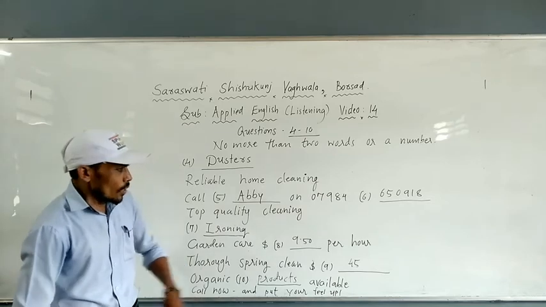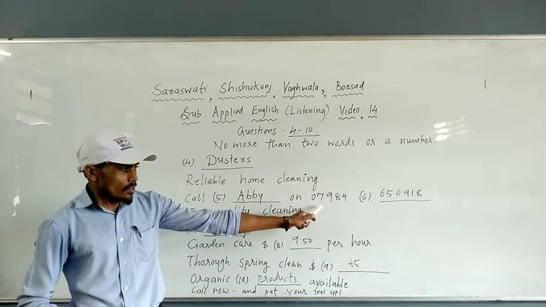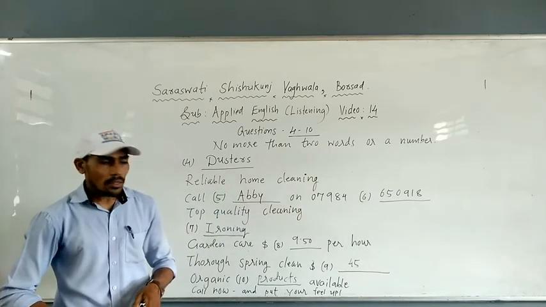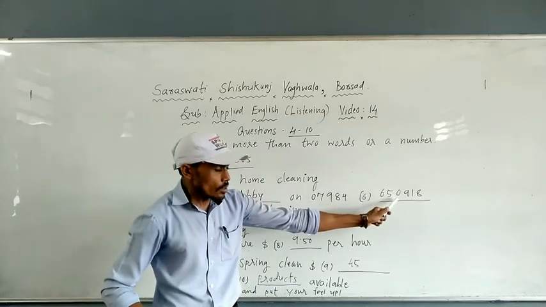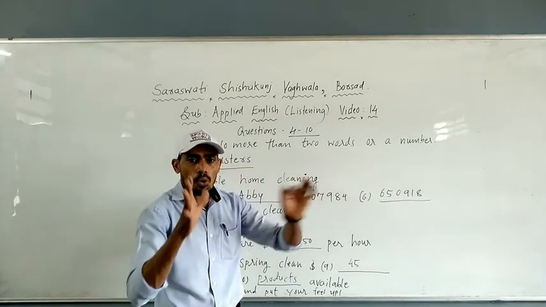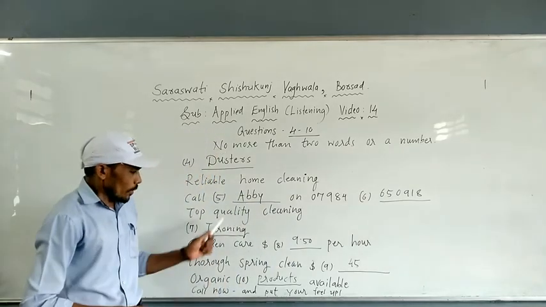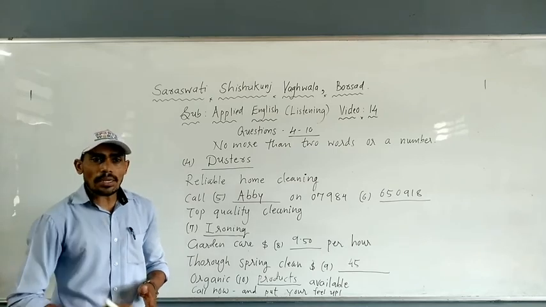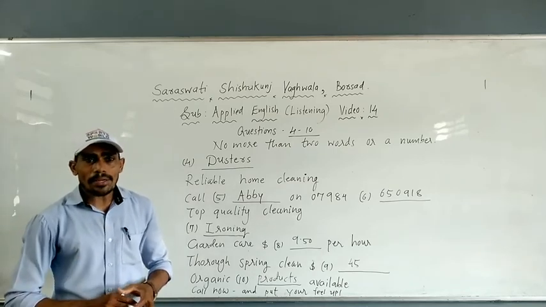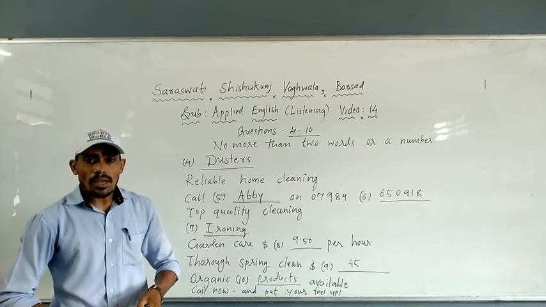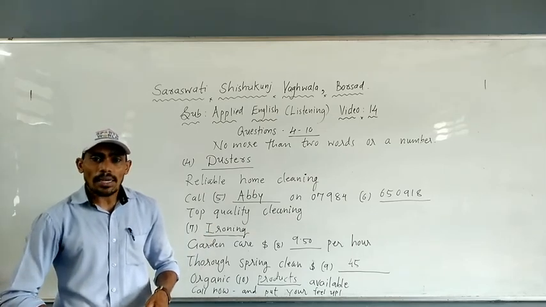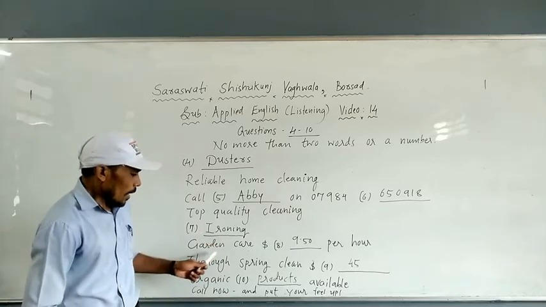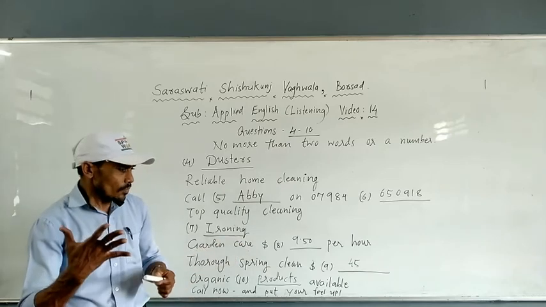Okay. Now, you can call on this number 650918. So it is clearly not 0, but it is O. And what are the top qualities? She says, yes, the cleaner can do ironing and gardening as well. And she replies, yes, I love gardening. Okay, and the correct answer that you can get is ironing. Garden care.